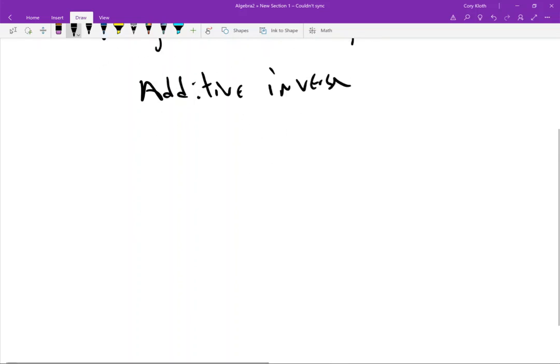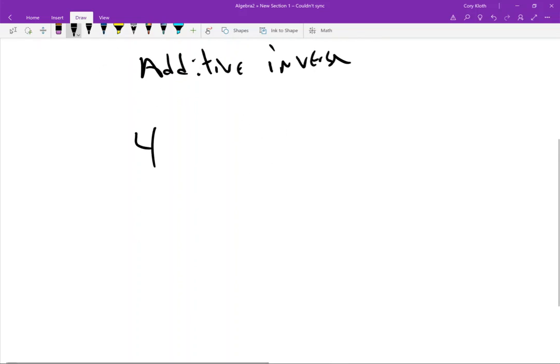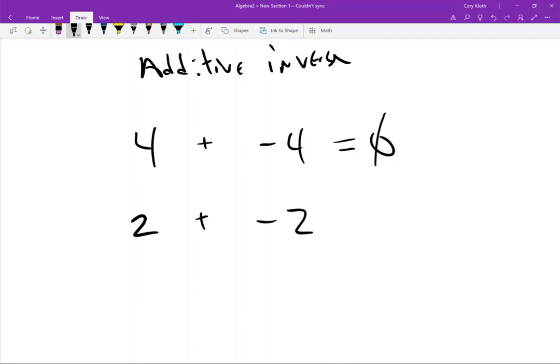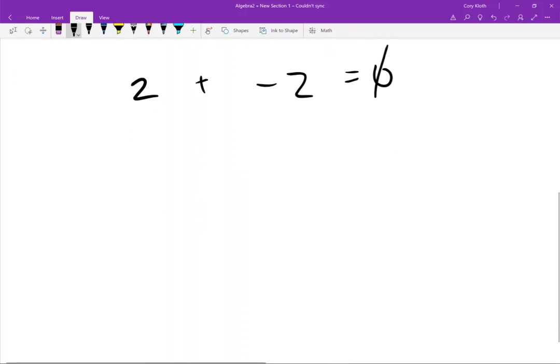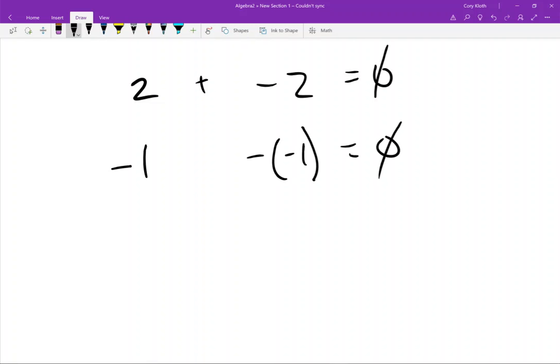So, if you think about it, what do we need to add to 4 to get to 0? Well, that's going to be the negation of 4. What do we need to add to 2 to get to 0? We're going to add the negation of 2 to get to 0. What if we had negative 1? Well, we want to take the negation of negative 1, and we're going to get to 0.